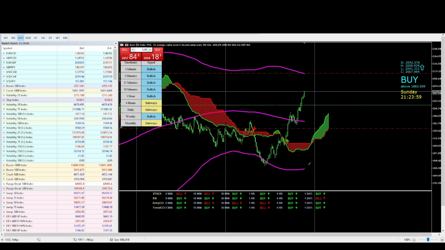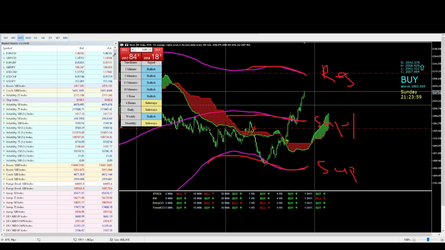Now if you look at the price, you've got these purple lines that are following the price. These purple lines are going to be our support and our resistance, and we use these levels to determine our take profit and our stop loss levels.